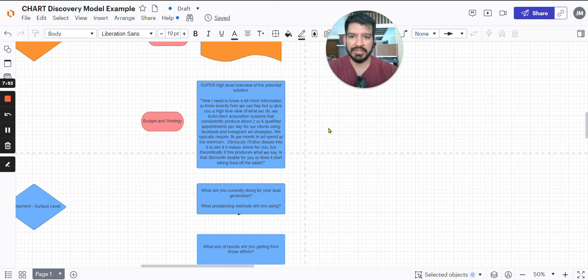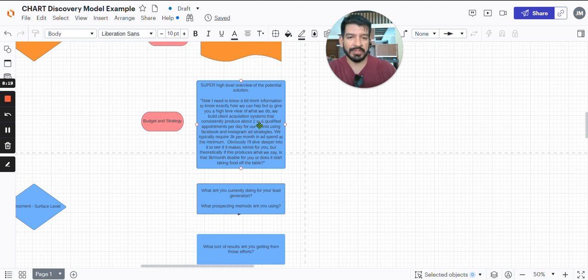Now, typically for clients coming on board, we usually see about $3K per month that we recommend as a minimum ad spend. So obviously I'm going to dive deeper into that, but I'm seeing if this all makes sense theoretically to you. Is this something you can comfortably do, or does this start taking food off the table? Something like that. And Lucid obviously does not correct words because I have very bad typing apparently, so there are a lot of typos in here, forgive me.